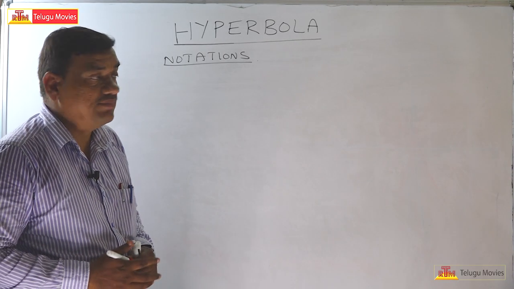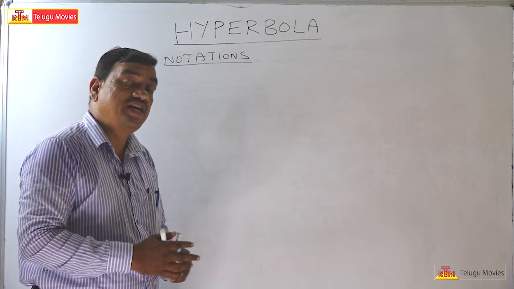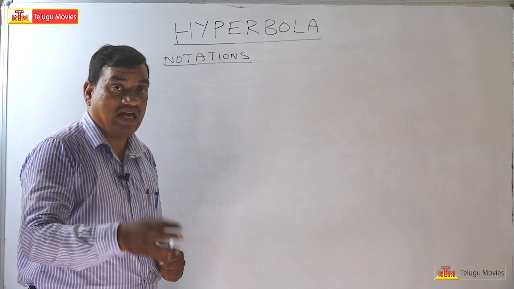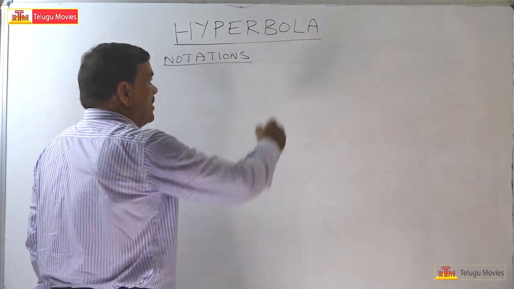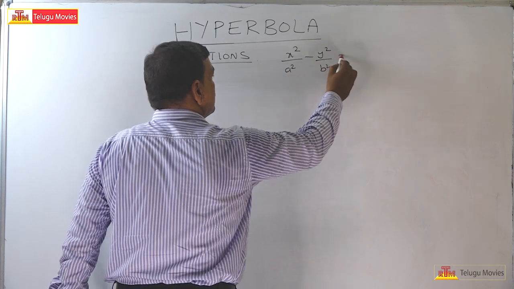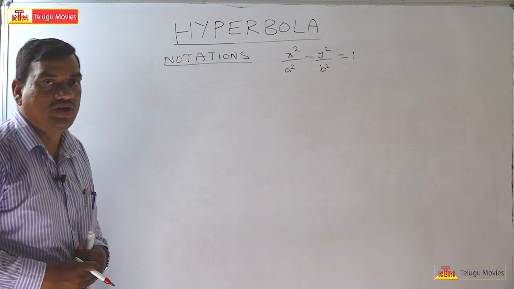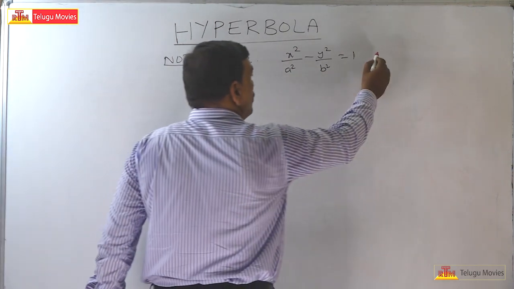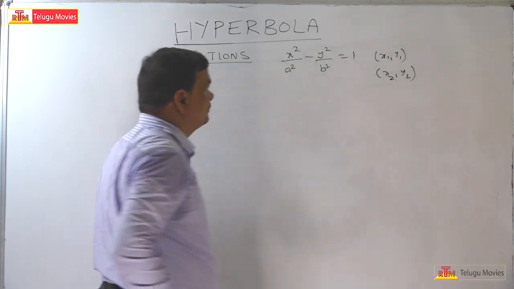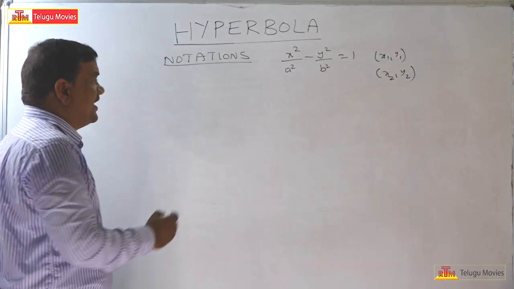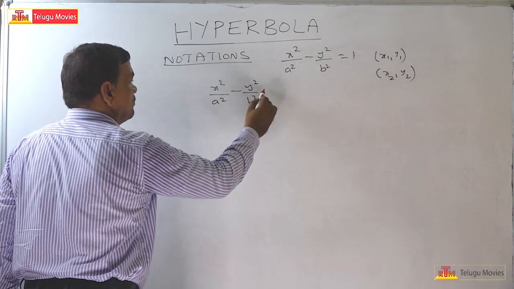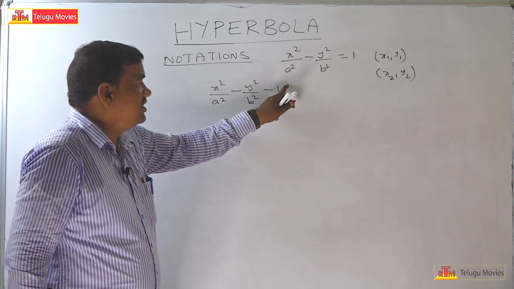Welcome to this concept. So now we are going to see some notations which are very useful in our coming classes. So the first one: the equation of the hyperbola is x square by a square minus y square by b square is equal to 1. Let there be 2 points x1 comma y1 and x2 comma y2. Then the algebraic expression x square by a square minus y square by b square minus 1. Remember that it is not equal to 0.